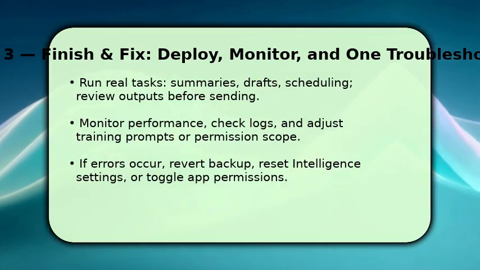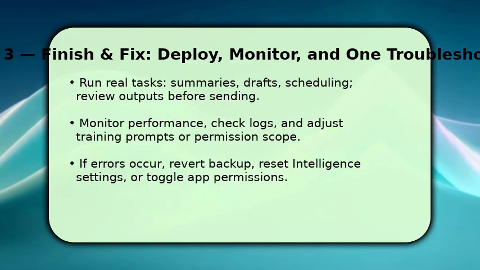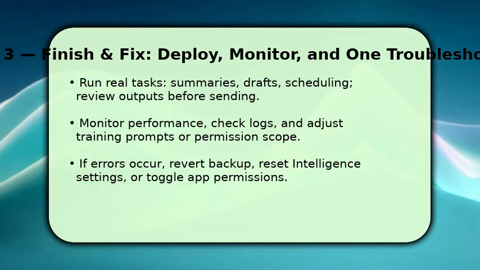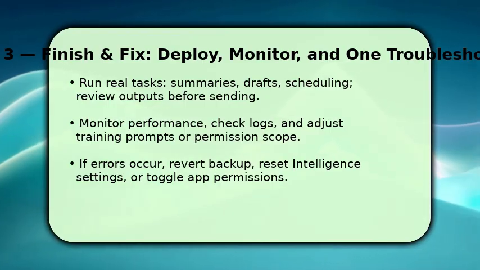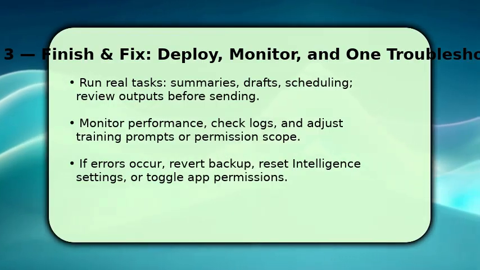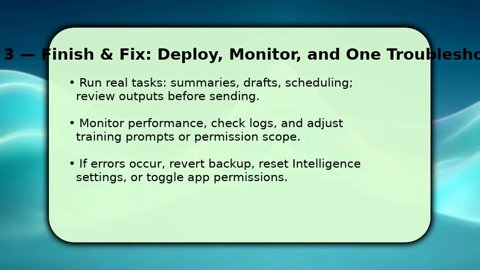If something breaks, first toggle the feature off and on, then restore from your backup if needed. You can also reset intelligence settings and regrant app permissions. One quick troubleshooting tip. If responses are inconsistent, reduce context breadth and retrain with cleaner example prompts.